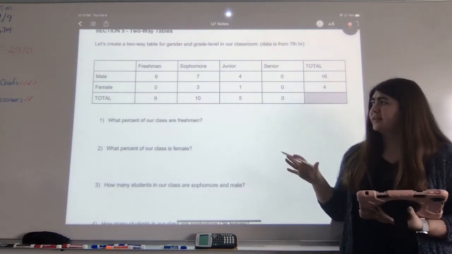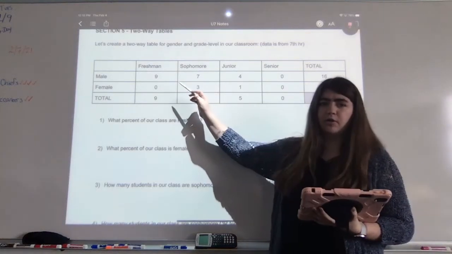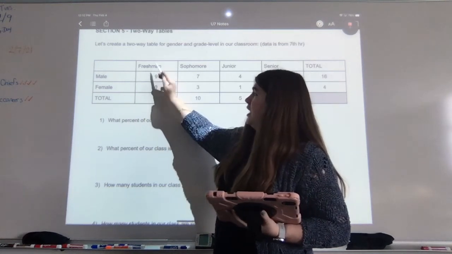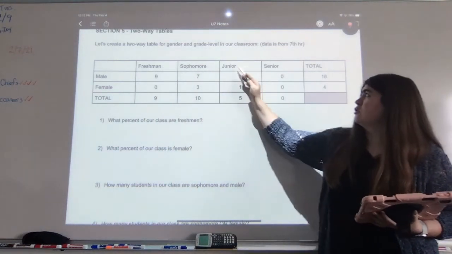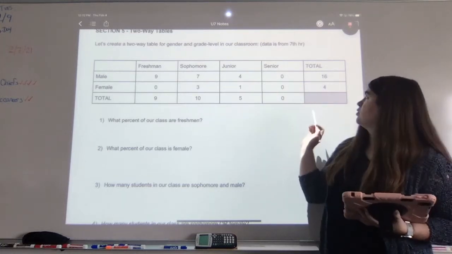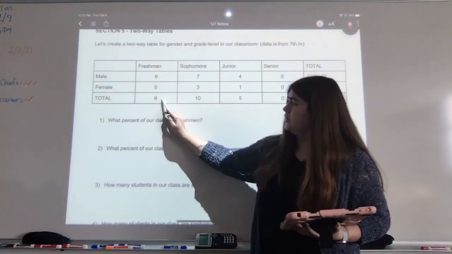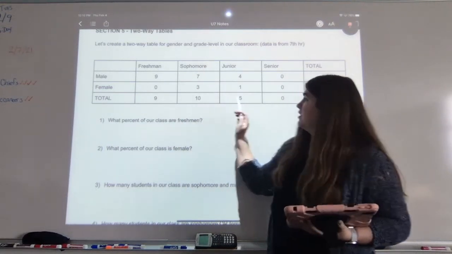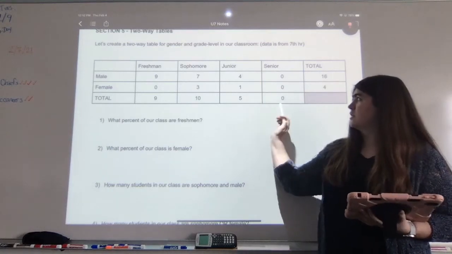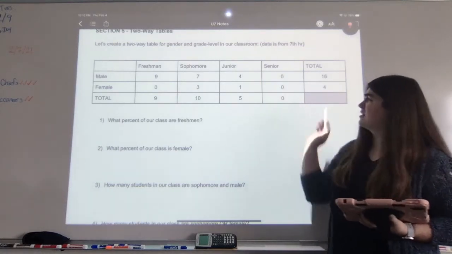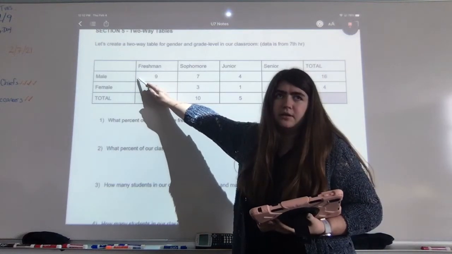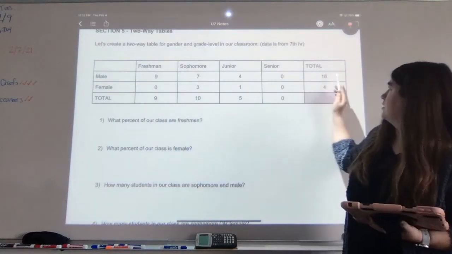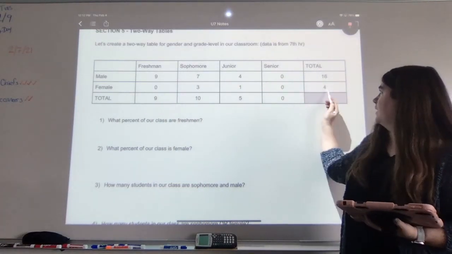If we look at our two-way table, you'll notice that we have some categories on the top and on the side. On the side I have male and female, and on the top I have freshman, sophomore, junior, senior, and both sides have a total column. This total is the total of all the freshmen. This total is the total of all the sophomores. This total is the total of all the juniors. This total is all the seniors. And then on the side, you're counting your total horizontally. So the total of all males is over here. The total of all females is right here.